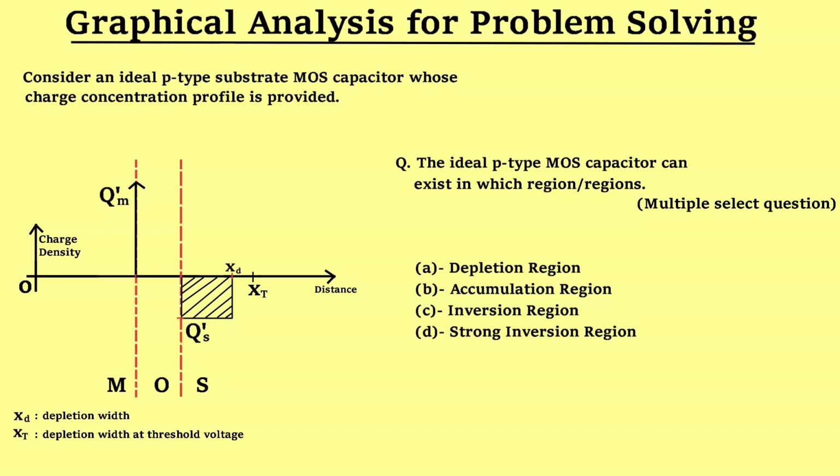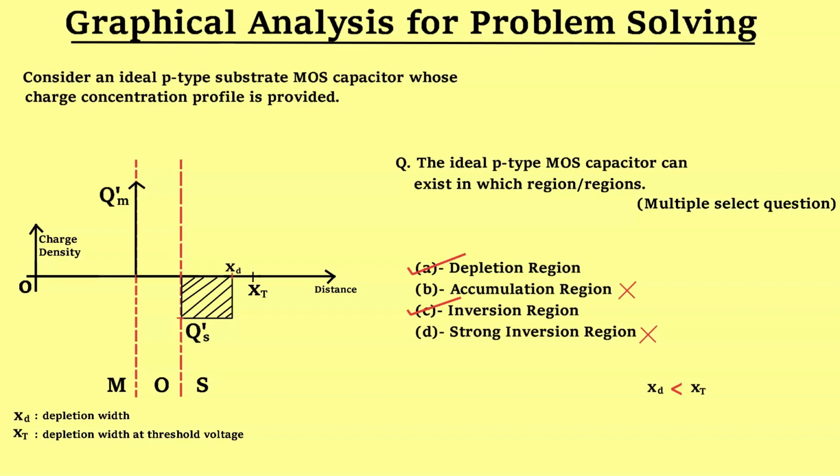The charge accumulated near the surface within the semiconductor is negative, so definitely it is not in the accumulation region, as in the accumulation region holes will be deposited for the case of a p-type substrate MOS capacitor. Also, it is shown in the diagram that the depletion width is smaller than the depletion width at threshold voltage. So, the strong inversion region is also not possible. Therefore, the possible regions for the MOS capacitor are the depletion and inversion regions.